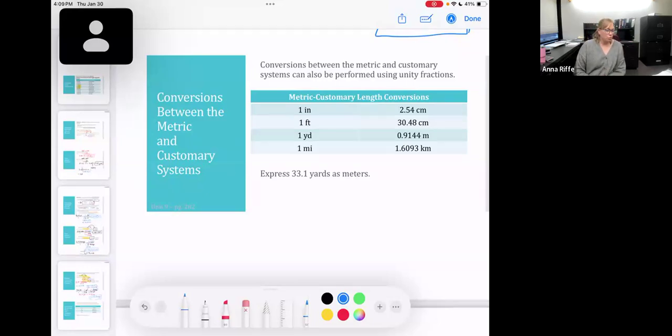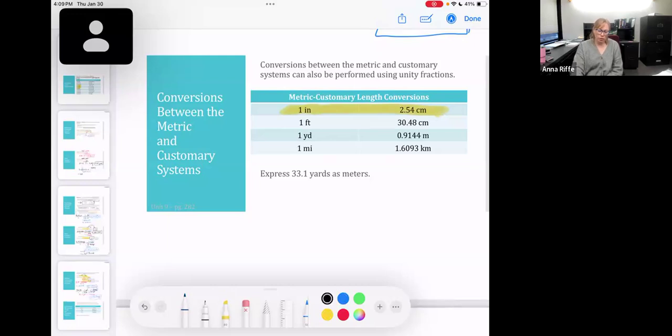But let's do one example or two examples, I guess, using conversions between the metric and customary systems. We're going to use unity fractions again. Anytime that we have something set up like this, where I know how many of one unit is equal to how many of another unit, I can use that unity fraction method to convert between the two.